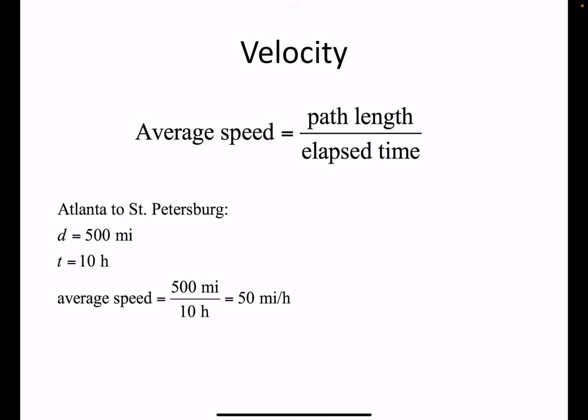Let's look at an example. The straight line distance from Atlanta, Georgia to St. Petersburg, Florida is about 500 miles. If someone drives the car the distance in 10 hours, the car's average speed is 500 miles divided by 10 hours, or 50 miles per hour.